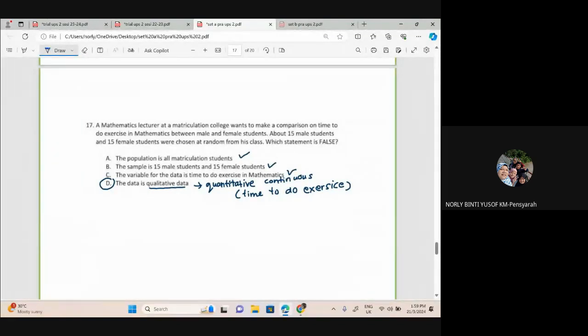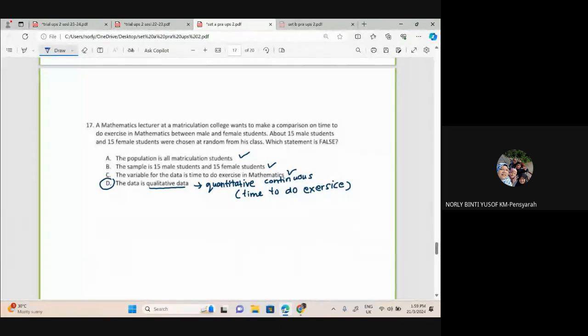Okay, 17 pun sama. Dia bagi tahu statement dan dia tanya statement yang manakah yang salah. So kalau kita tengok kat sini population memang all matriculation student lah sebab maths lecturer in terms of buat comparison untuk exercise between male dengan female. Tapi 15 student saja yang ambil daripada lelaki dan perempuan pun 15 untuk choose at random. So sample 15 lelaki perempuan, population semualah.